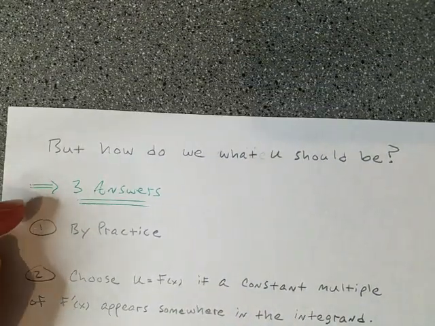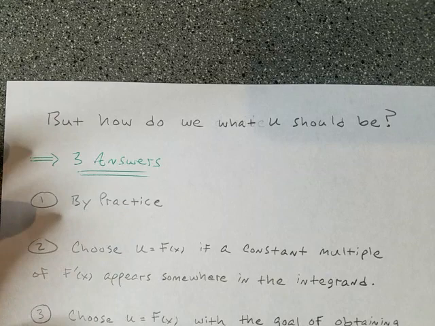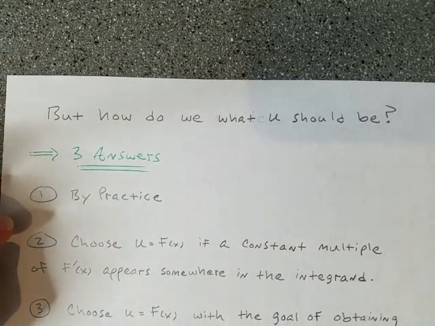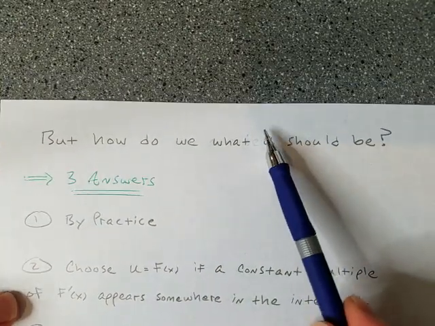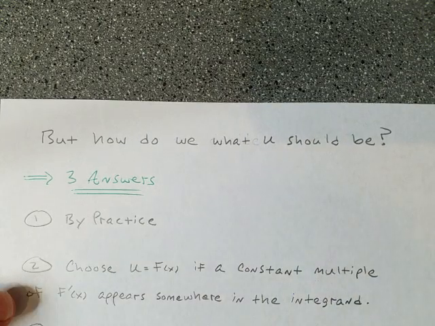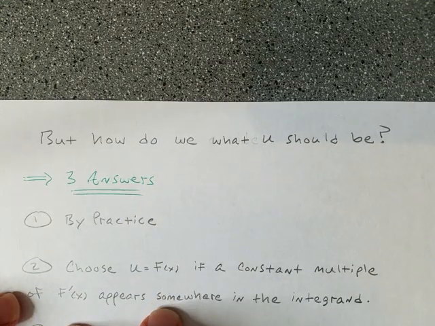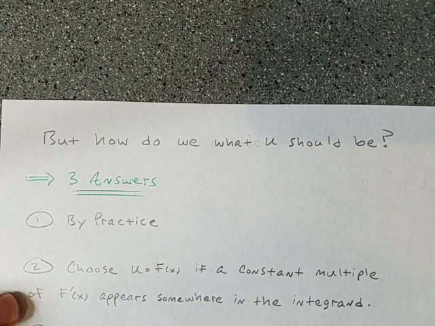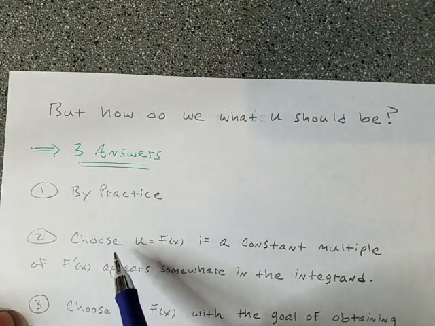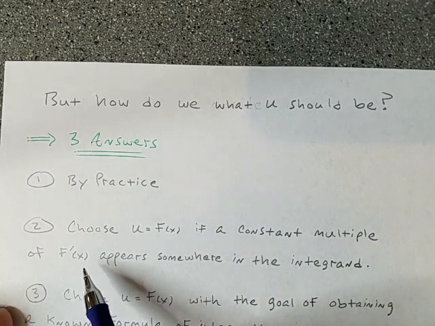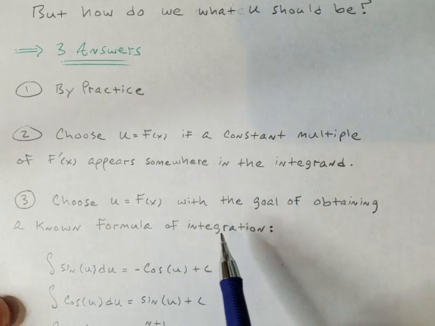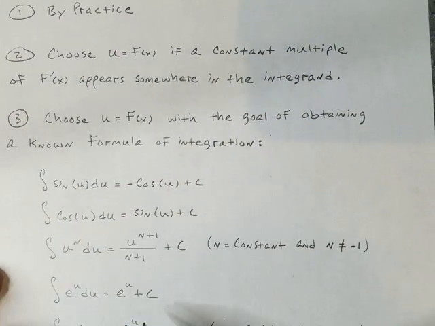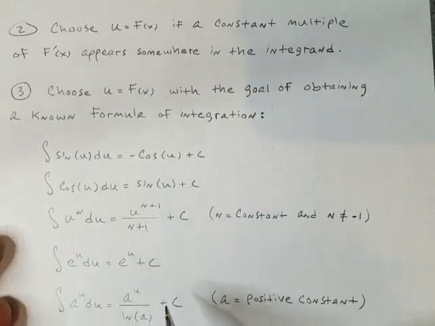How do we know what the u should be? There are 3 answers. If you just practice doing problems, you'll find some patterns to it, and it will get easier. That's one answer, because generally that's something that you're going to have to figure out yourself. I gave it to you on the last problems, but only so you could see what happens once you get to that point. The next answer: we can choose u such that a multiple of its derivative is somewhere in the integrand. Or 3, we can choose u so that we get some basic formula that we're familiar with. And there are lots of formulas.